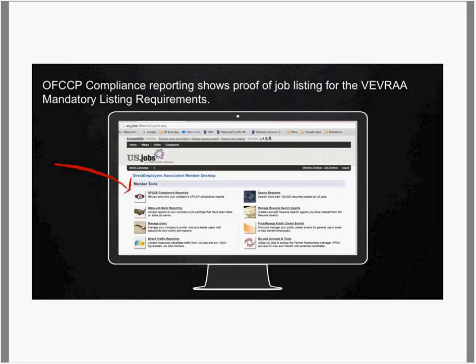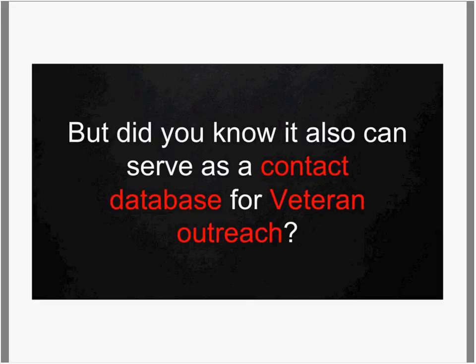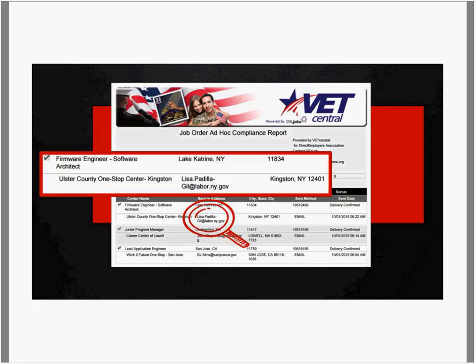And so what you probably already know, and what we love to talk about, is that we have OFCCP compliance reporting available on member desktop that shows the listing of your jobs. So it shows proof of compliance with those veteran mandatory listing requirements. But did you also know that the contact information here can serve as a contact database for veteran outreach? Reports can be pulled in PDF and Excel format, and this is all vetted information that we have secured through our partnership with NASWA and each of the 50 states.